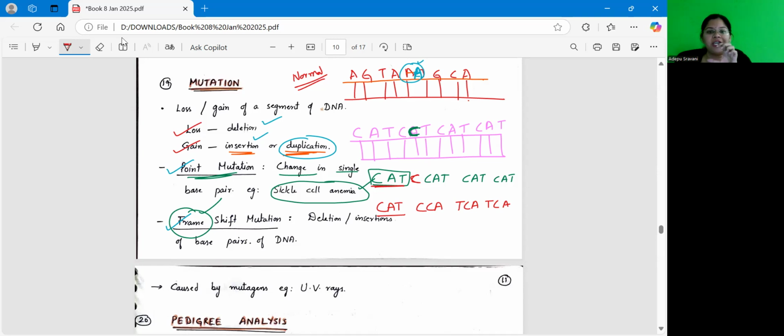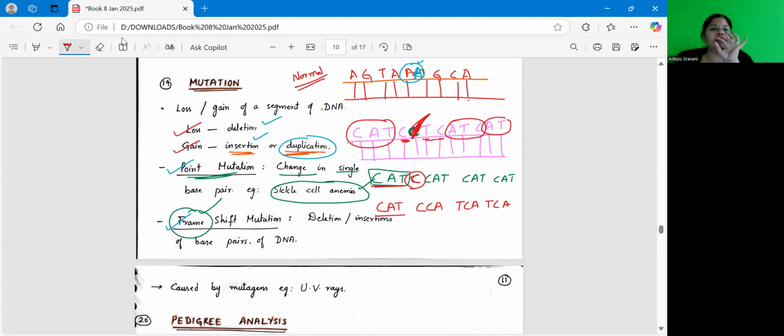The reading pattern is changed due to the addition of one nucleotide in this sequence. Similarly, if you delete, what happens? For example, in this CAT, I am deleting this A here. So what will be the pattern now? CAT, okay. Then comes your CTC, isn't it? I have removed this one. So it will be CTC, then comes your ATC, then will be AT. So the entire reading frame is being changed. Yes or no? All right.